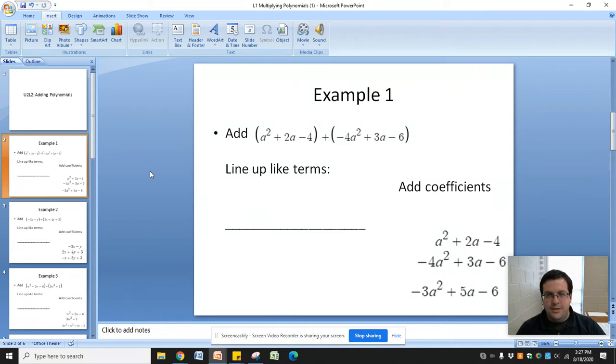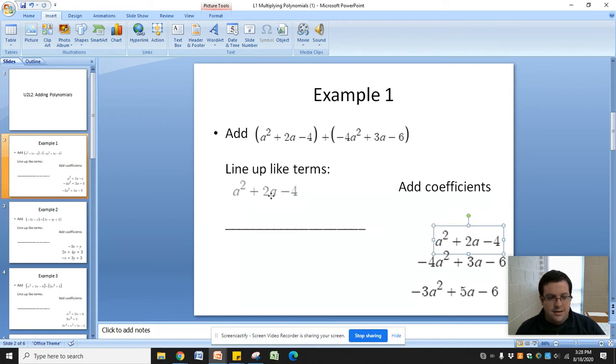So let's take a look at, for instance, example 1, where we're going to be adding together these two polynomials, a squared plus 2a minus 4 and negative 4a squared plus 3a minus 6. The very first thing we're going to want to do is line up our like terms together top down. The reason why we do this is so that when we combine our coefficients by adding, it makes life incredibly easy for us.